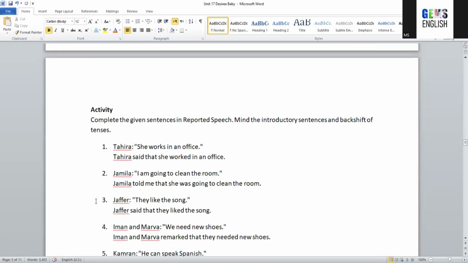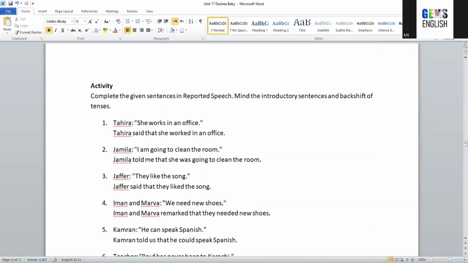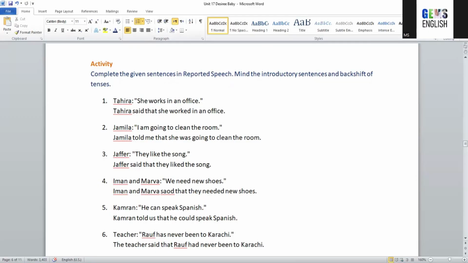Final answers: 1, observation. 2, decision. 3, penalties. 4, decided. 5, cancellation. Activity. Complete the given sentences in reported speech. Mind the introductory sentences and backshift of tenses.